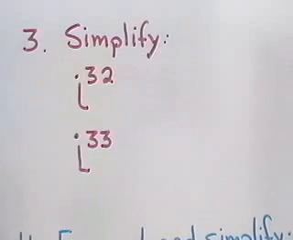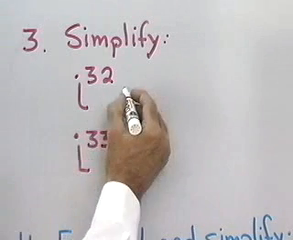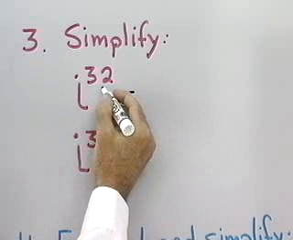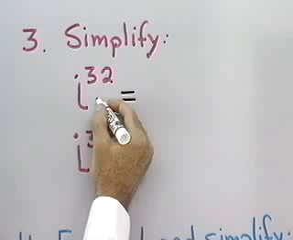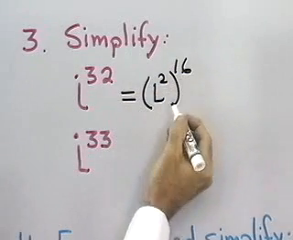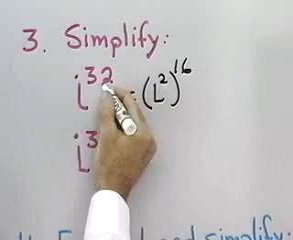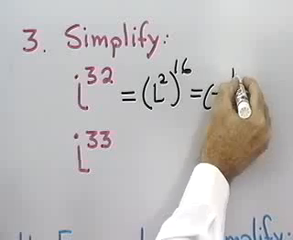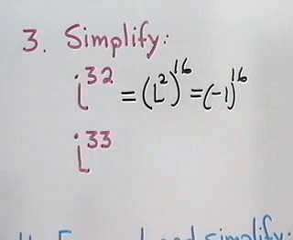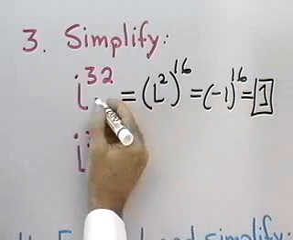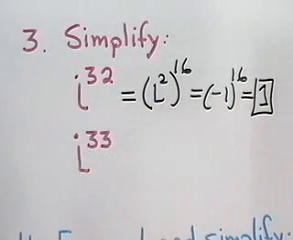Let's look at another problem. Let's simplify i to the 32. Any power of i can be written as i, negative i, 1, or negative 1. And I think I'll use the fact here that i squared is negative 1 and write this as i squared to the 16th, because I know 2 times 16 is 32, and I also know that i squared is negative 1. So I have negative 1 to the 16th power. Negative 1 to the 16th power will just be the number 1. So that power of i to the 32 simplifies to just 1.